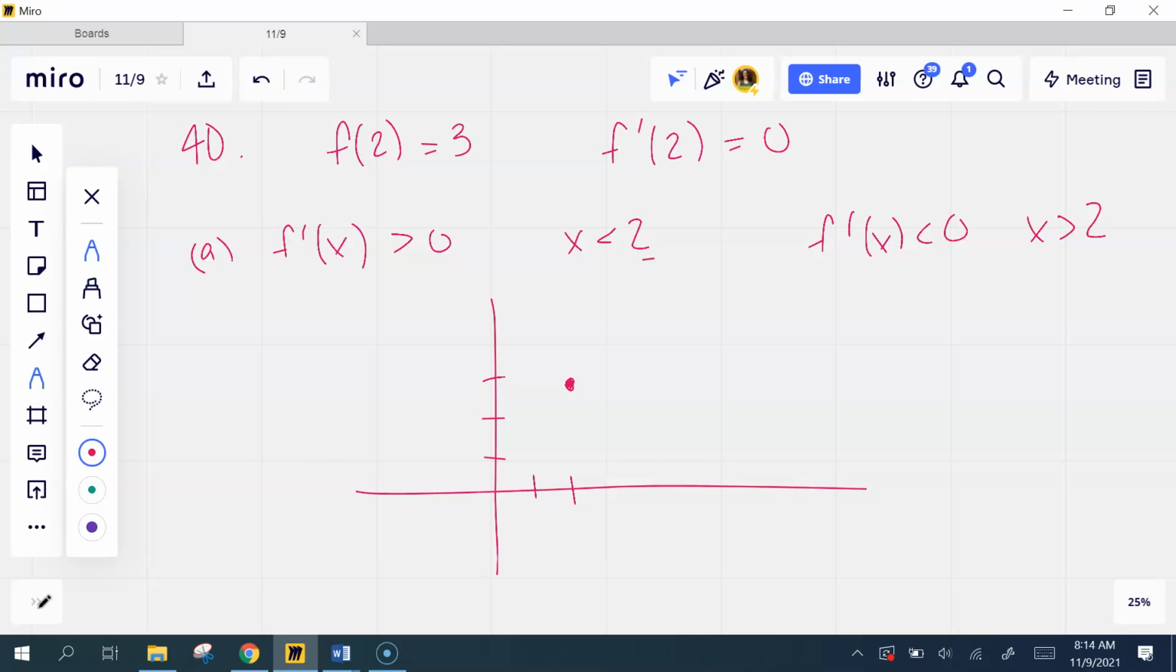Now, for anything smaller than 2, so I'm going to the left side, the function is doing what? If the derivative is positive, what is the function doing? Increasing. It's going up, right? So whatever else it's doing, it's going up. Because the derivative is 0 here, that tells me this point is a critical point, a maximum or a minimum. And bigger than 2, it's decreasing, so I'm thinking it's some type of parabola that has a maximum at that point. That's all you have to do there.